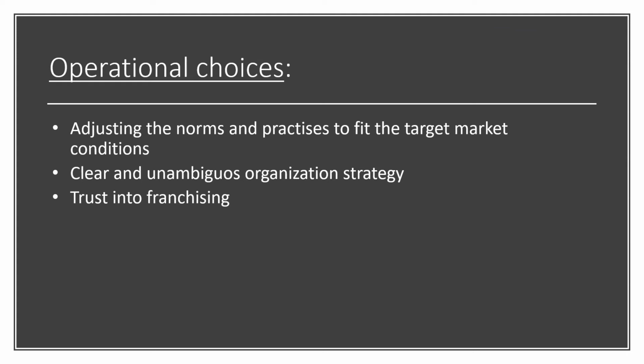Jollibee needs to adjust its norms and practices in order to fit the target market conditions. Also, the cultural background of the market should be taken into account so that the products and services could be customized to the cultural norms. Although customized local products should not replace the cost-efficient standardized ones. This has been an issue before and caused tension between the divisions.